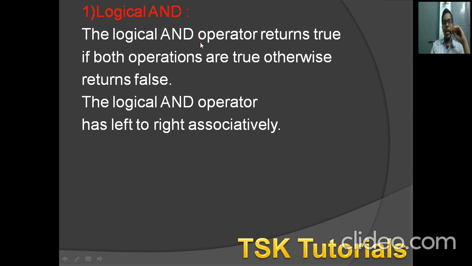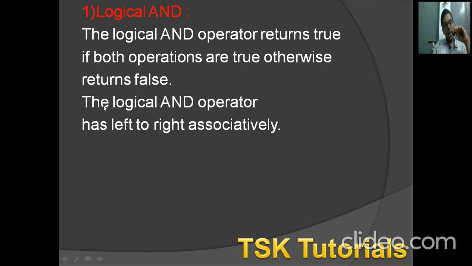The logical AND operator is true if both operands are true. If one of the operands becomes true and the other becomes false, then the output will be false but not true. This is the same as in physics. You can get it.